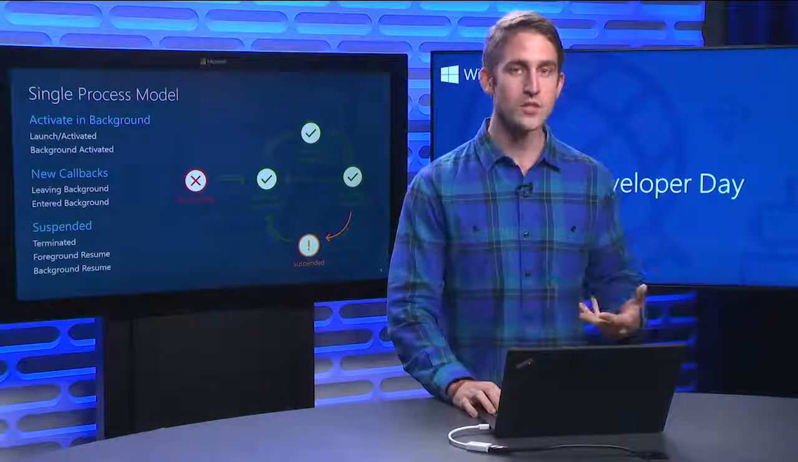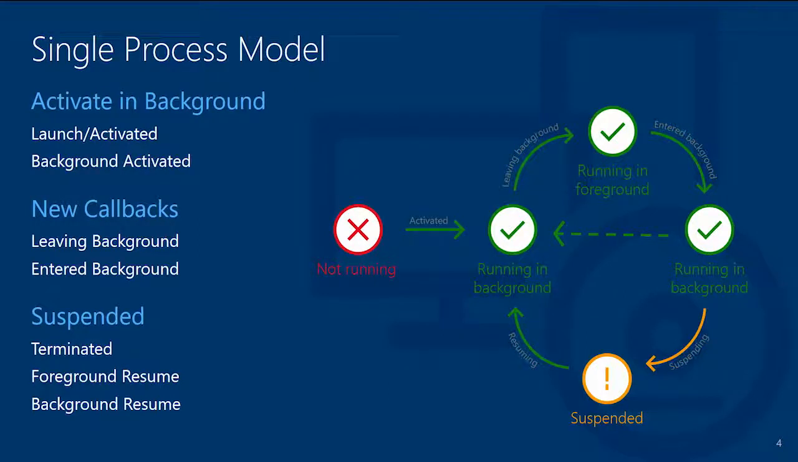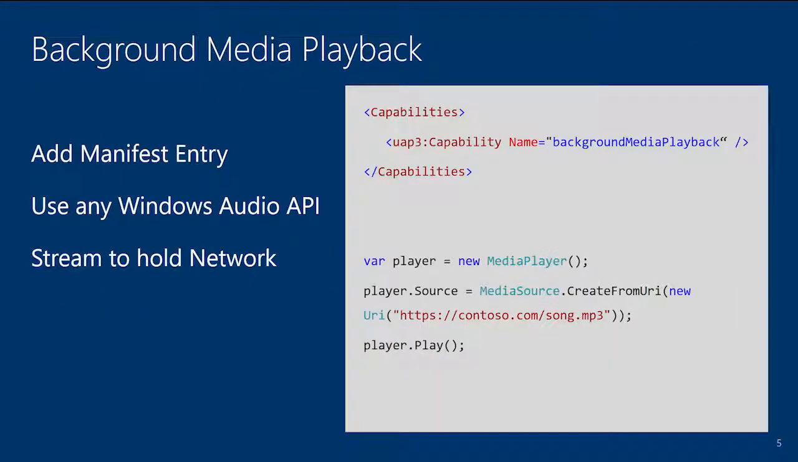So with the single process model, we've actually enabled a lot of great scenarios so that it's very easy for you to implement some very core functionality that users always want in their platform. One of those is background media playback. In order to enable background media playback in the single process model, all you have to do is add a capability to your manifest and then use all of the same Windows audio APIs that you would normally use. Audio graph, media player, anything that you would normally use in order to play any type of media would continue working now as you move into the background.